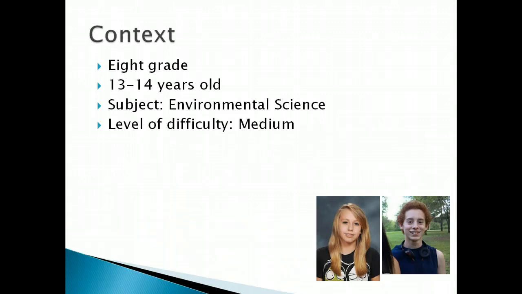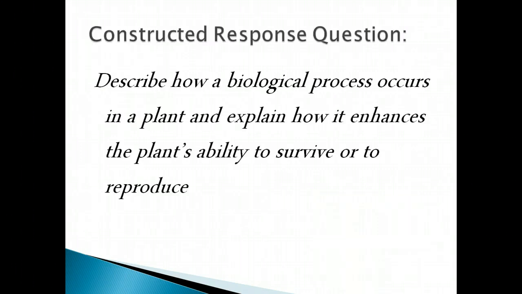First, the context. This question would be presented in an 8th grade classroom. This means students between 13 and 14 years old. The subject is environmental science and the level of difficulty is medium. So, the constructed response question is: describe how a biological process occurs in a plant and explain how it enhances the plant's ability to survive or to reproduce.